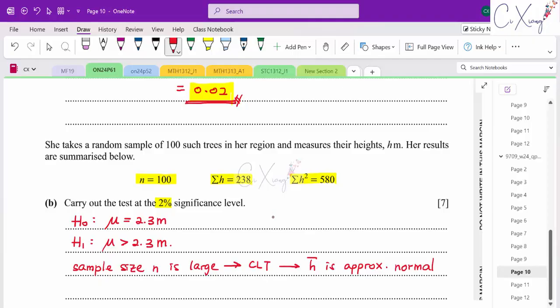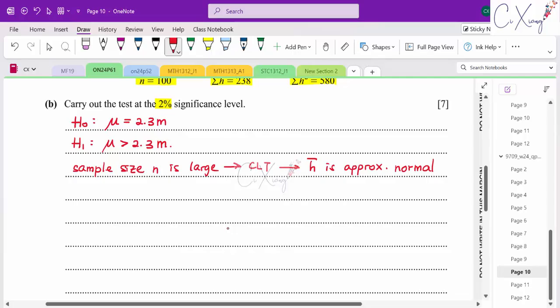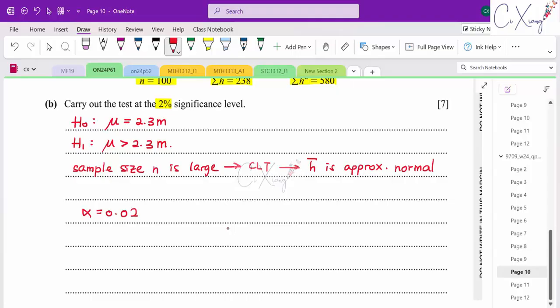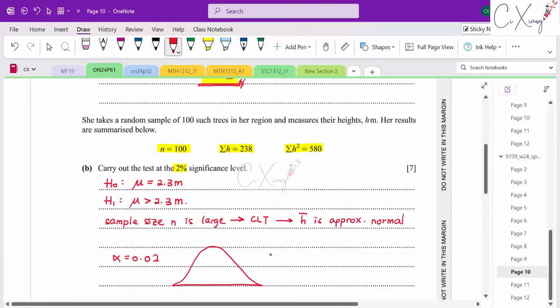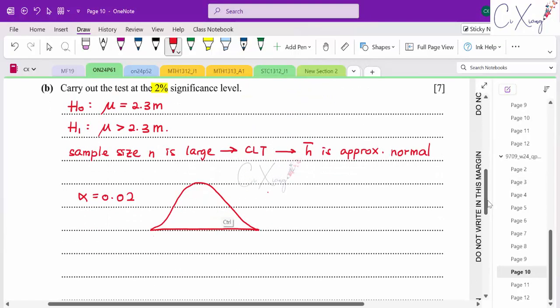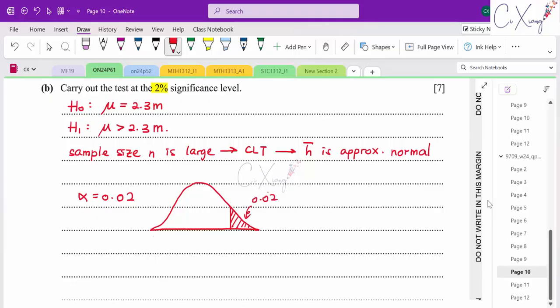Okay. And next one. After I know that I can use normal distribution to carry out the test, I want to find my critical value first. Alpha is 0.02. So if I try to visualize by using a diagram, where is my rejection region? So this is a one-tail test on the right. Therefore, my rejection region will be somewhere here on the right-hand side. Okay, then this is what I should have. So this will be 0.02 and this part will be 0.98.